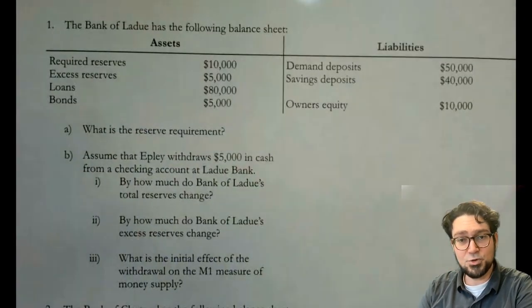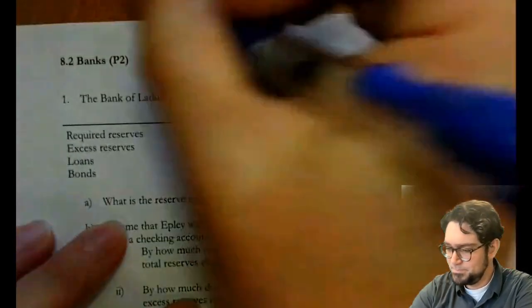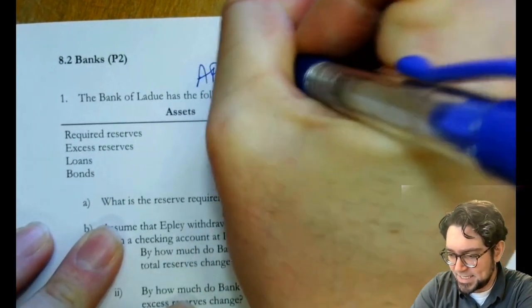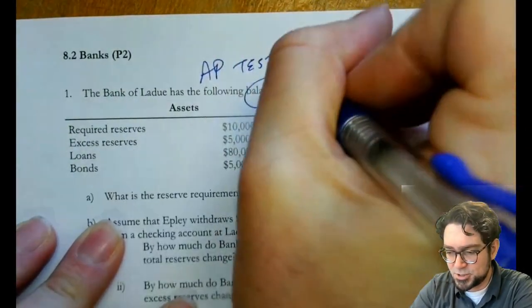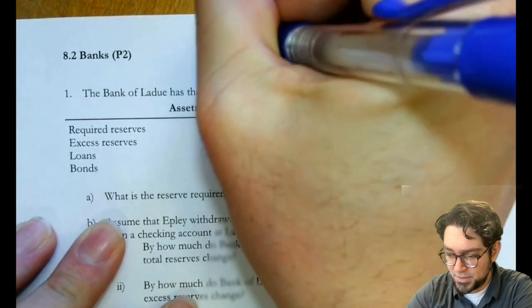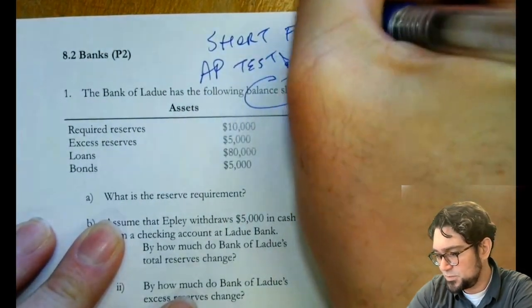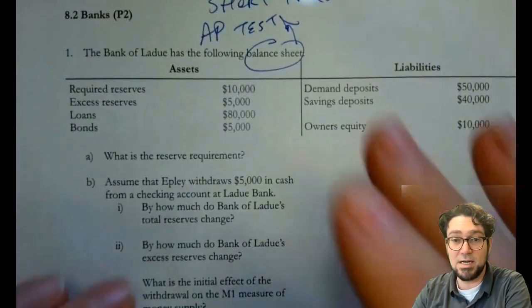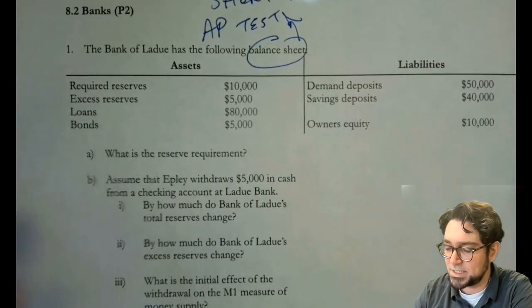Okay, so these are good models for the types of questions you're likely to see on an AP test. These balance sheet questions show up. They are short FRQs on the free response. So this is pretty close to what you're going to be seeing on an exam.